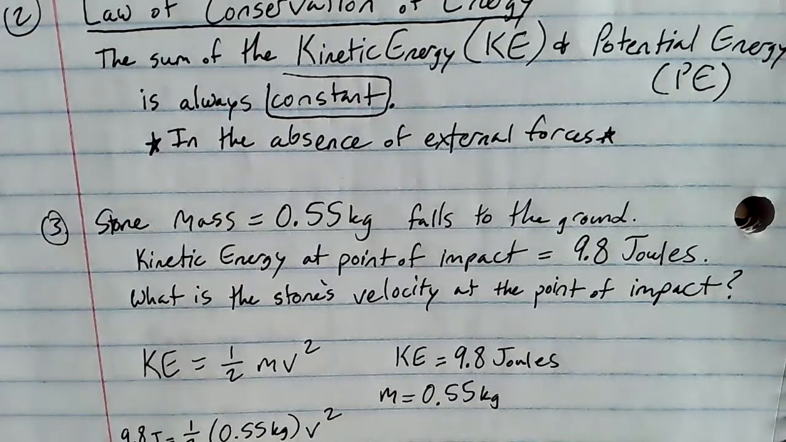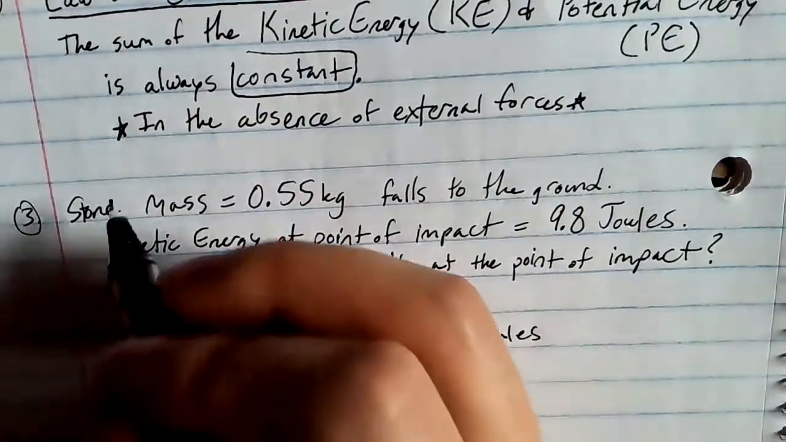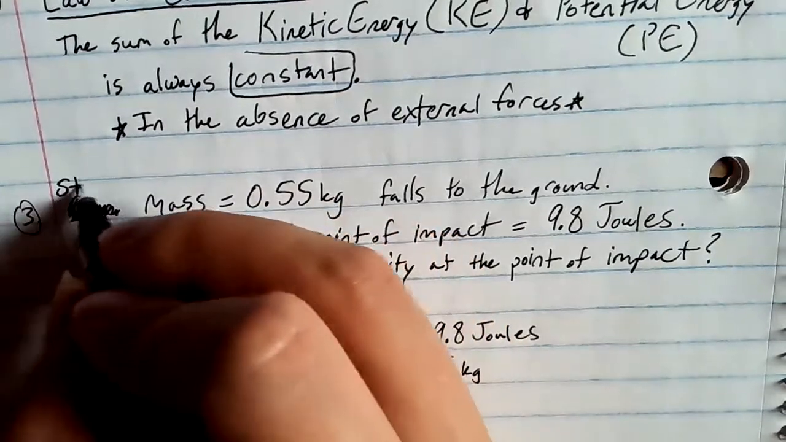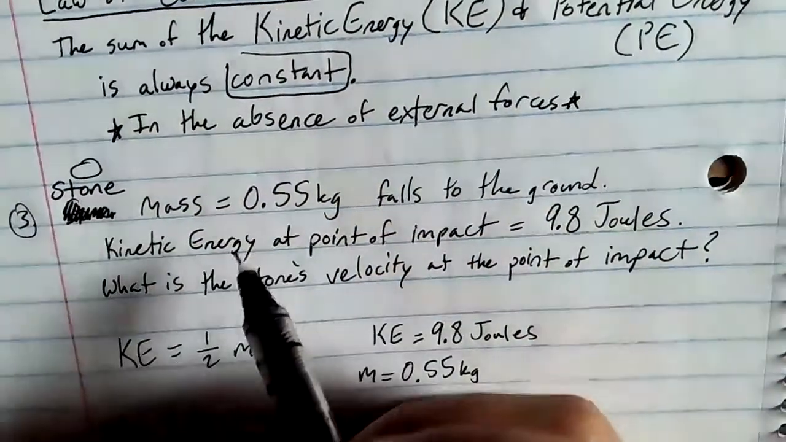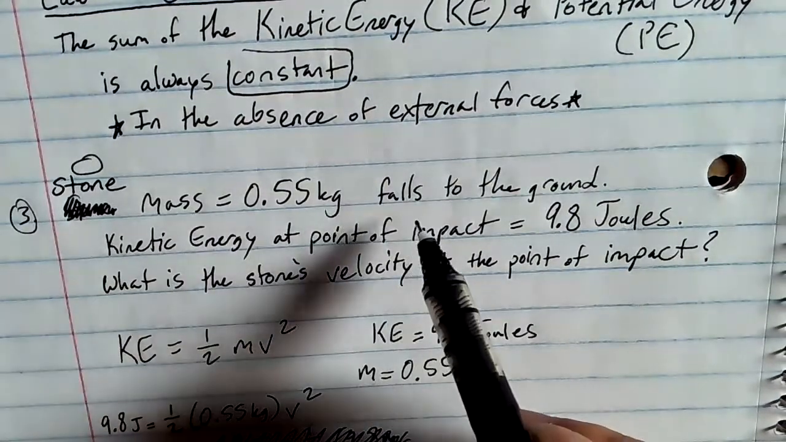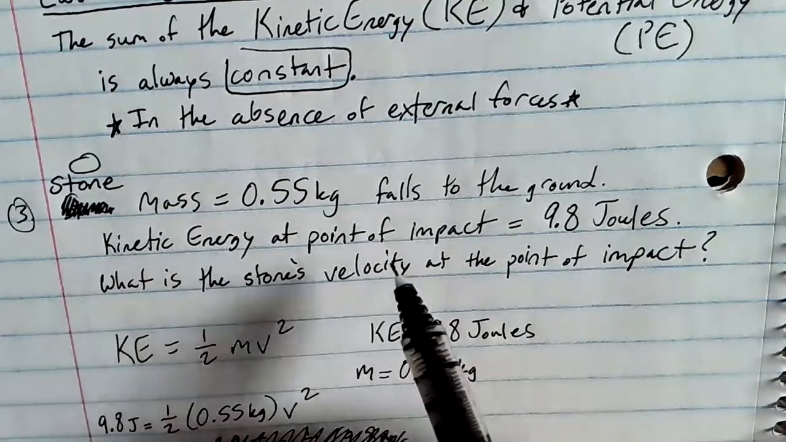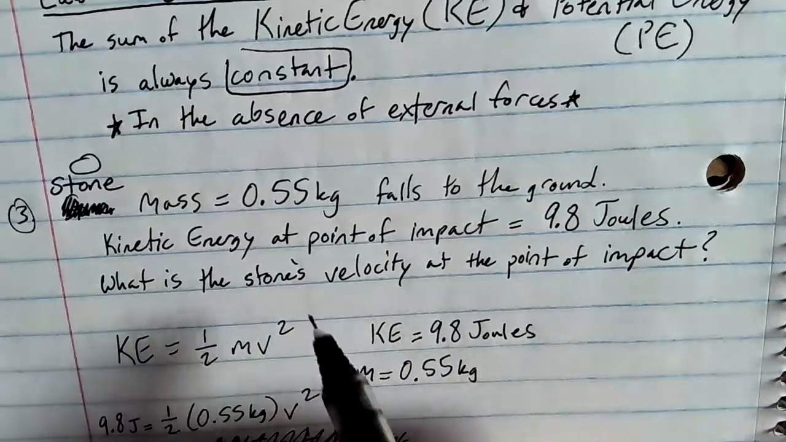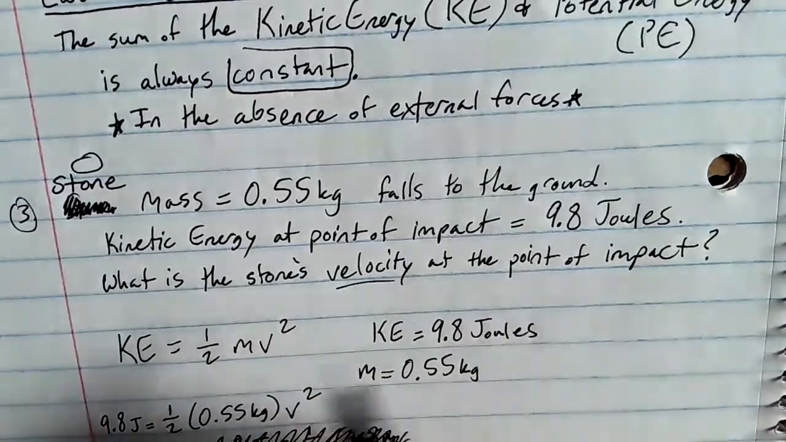The next question, number 3 on my teacher question list, is talking about a stone. I don't know why I screwed that up. That doesn't look neat. There we go. We have a stone. It has a mass of 0.55 kilograms, and it falls to the ground. We know that the kinetic energy at the point of impact is 9.8 joules. What is the stone's velocity at the point of impact?